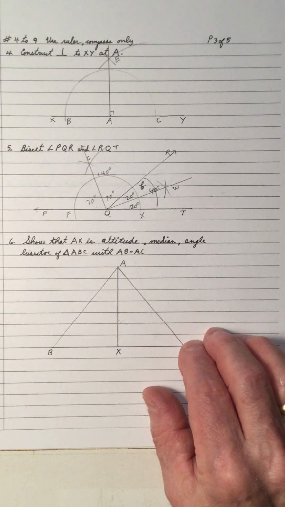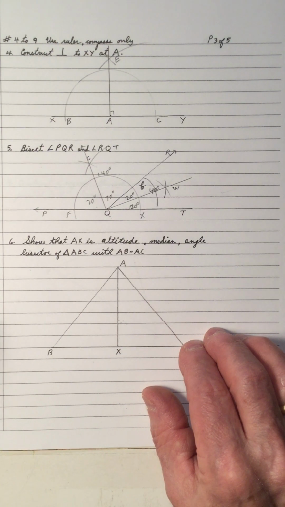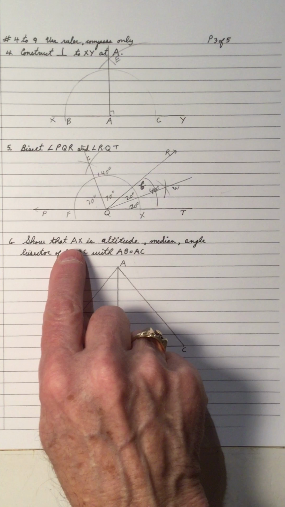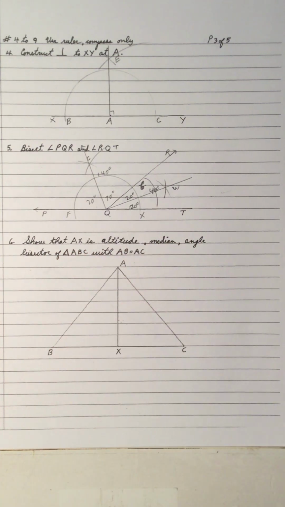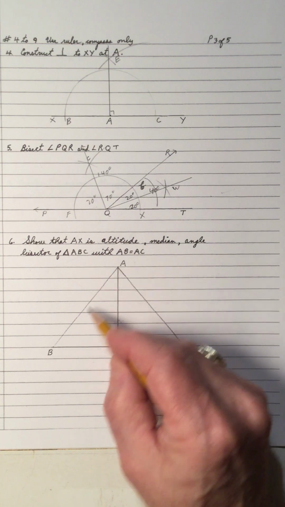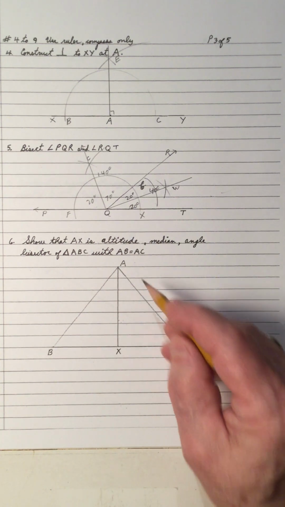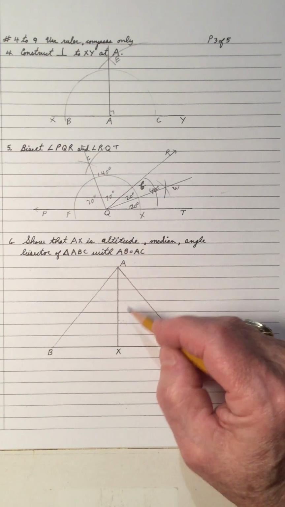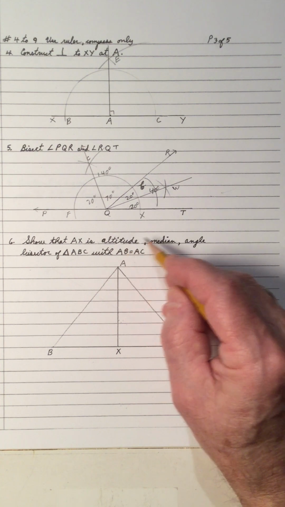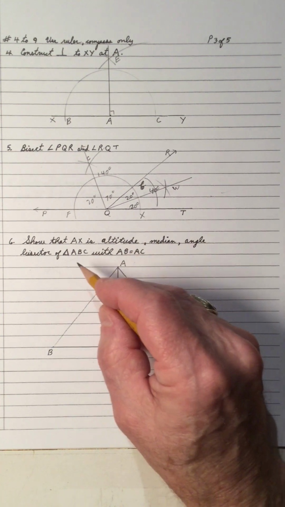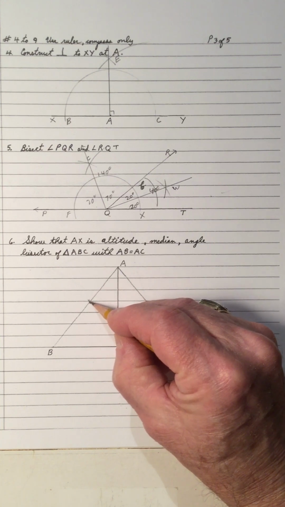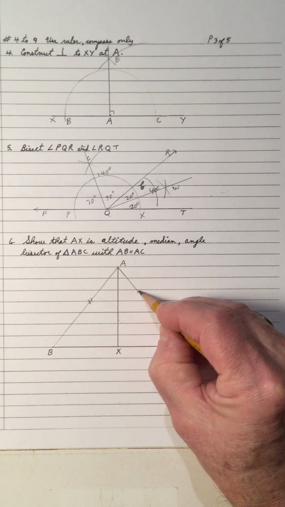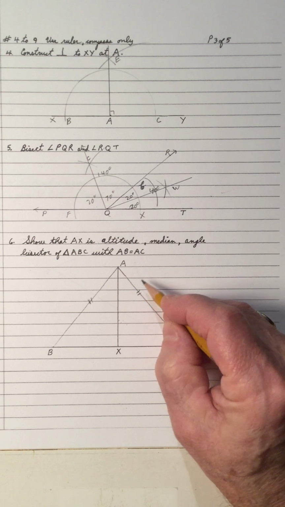Now let's do number 6. Show that AX is an altitude, a median, and an angle bisector of this triangle. So here's the triangle A, B, C. So we're going to show that AX is an altitude, a median, and an angle bisector of the triangle ABC if we have AB equal to AC. These two sides are equal.